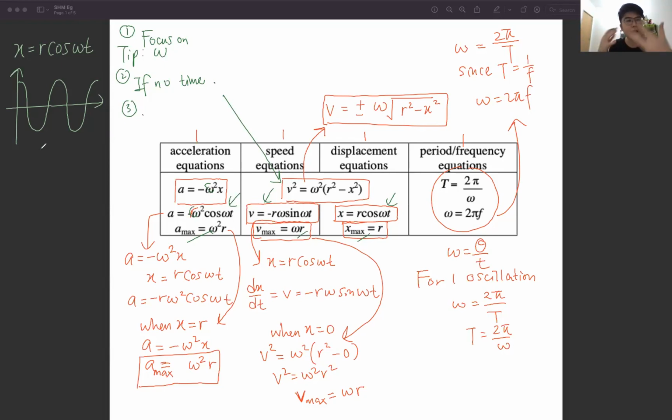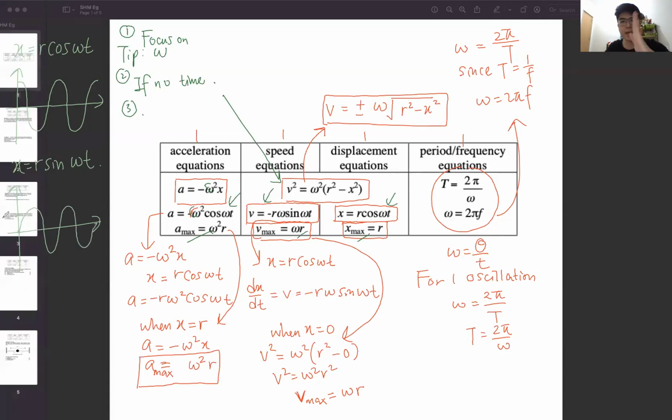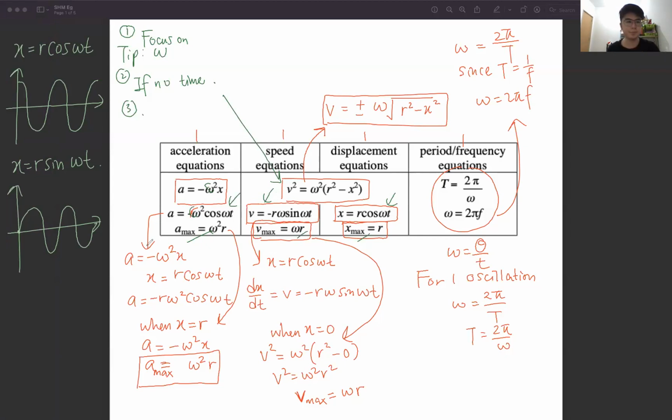So if the question says we start timing when it's at the equilibrium position, then we use x equals r sin omega t. The difference is that this one starts from 0, like this. So we start timing when it is at its equilibrium position.